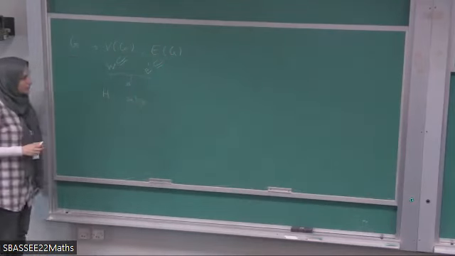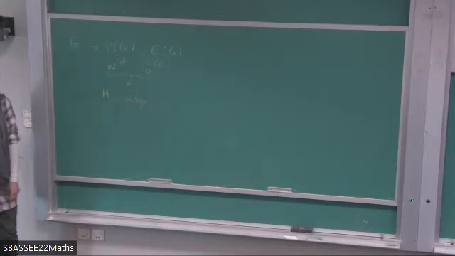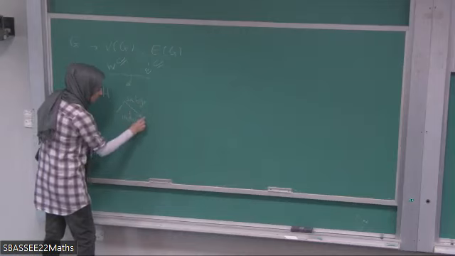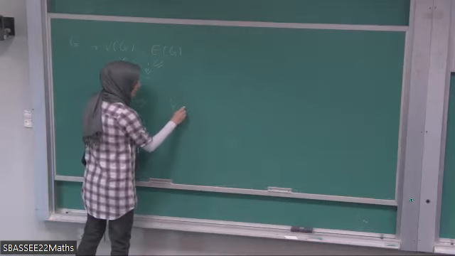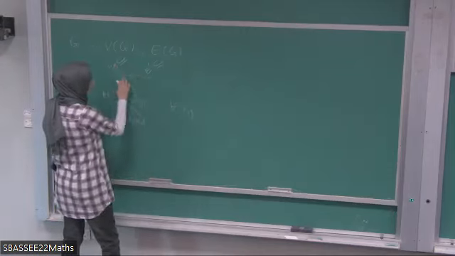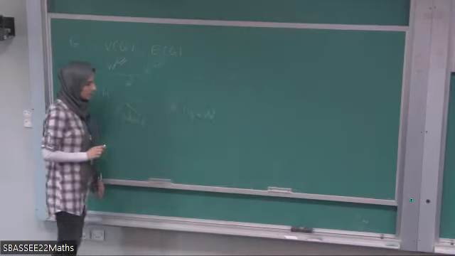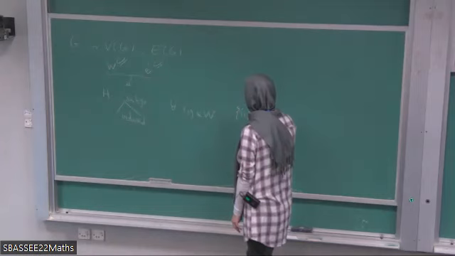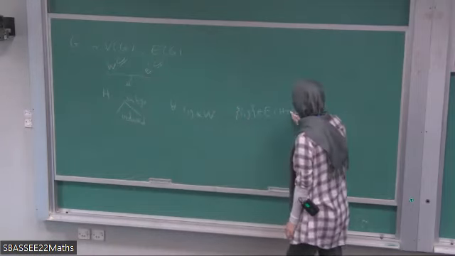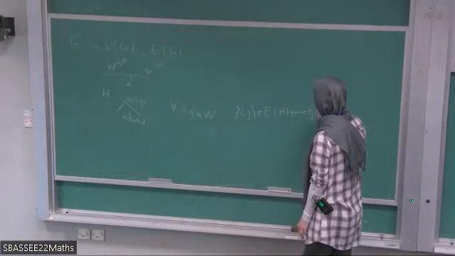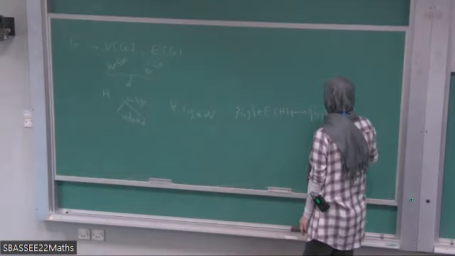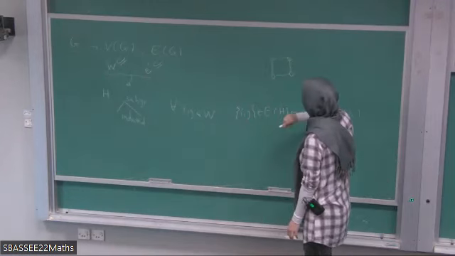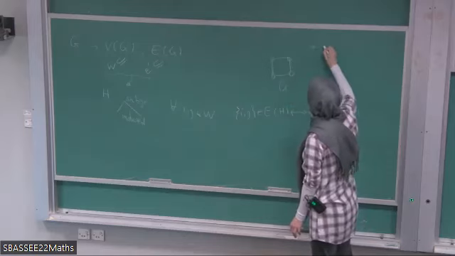So this is very natural. But then I call this subgraph an induced one whenever for any two vertices inside this subset, the connection that we have in H is the same as what we have in G.